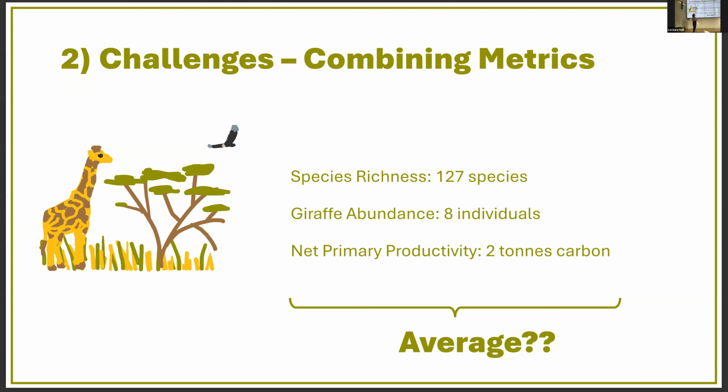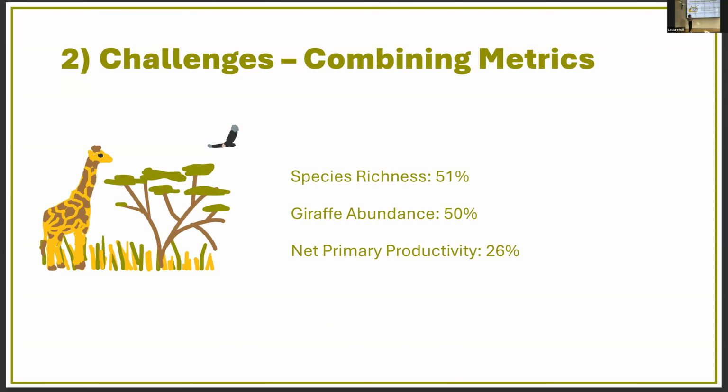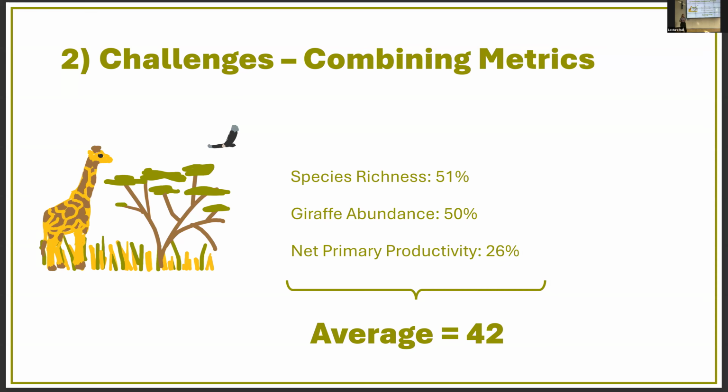What most operators are doing to deal with this problem is something called a distance to target scaling. This is where they divide all of their values by an estimate of what the target ideal value would be for that ecosystem. So you say, we think in the savanna system, ideally you'd have 250 species. There would be 16 giraffes, and net primary productivity would be 7.5 tons. That way, we can change our numbers into a percentage. Species richness is halfway to what we want it to be, et cetera. And now we can take our average. Lovely. It seems sensible. It seems like a good idea. And I think it is a good idea. I don't have a better idea for how to do this, to be clear.